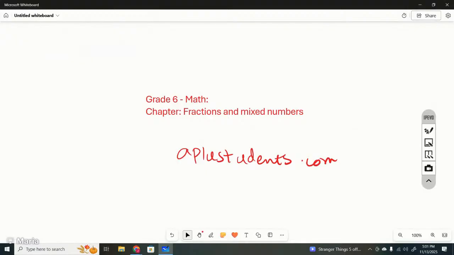Then you have to select math from the subject tab. Scroll down to grade 6 math and then click on view all lessons. There you can find a list of the chapters. We're going to start with the chapter fractions and mixed numbers.